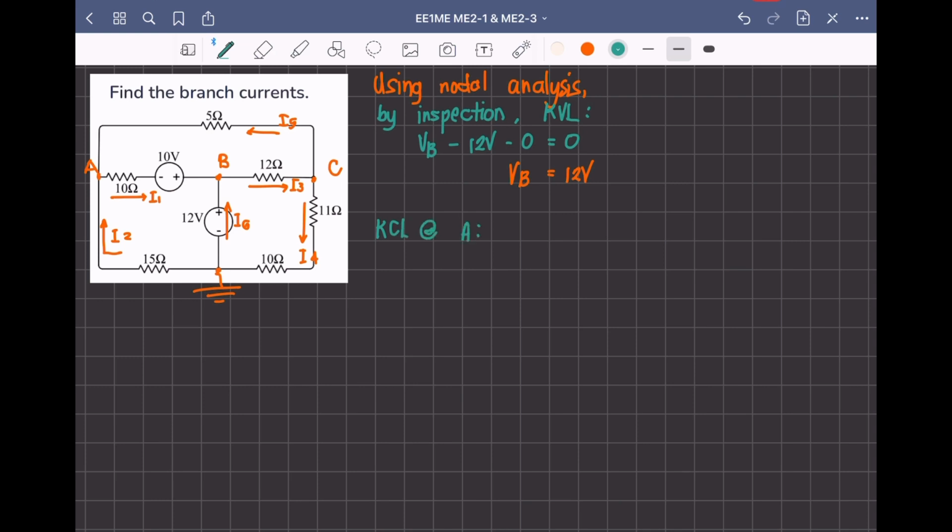Okay, so if we take KCL at node A, you have there negative I sub 1. And then I2 is entering, so positive. And then you have positive I5. Okay, so let me write that. That is negative I1, positive I sub 2, positive I sub 5, and then equate it to 0.